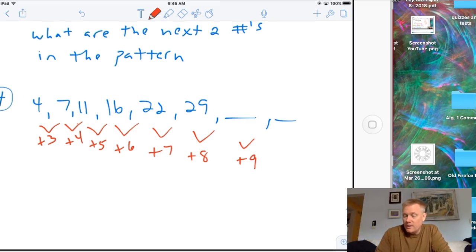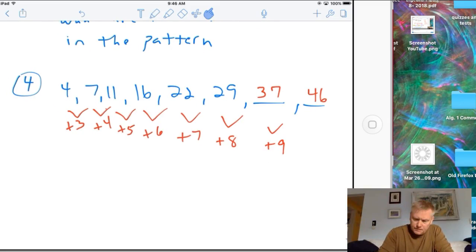And 29 plus 8 would be 37. And if I add 9 to 37, I get 46. Those should be my next two numbers. We'll get more into patterns later on. This one's not arithmetic. But anyway, I'll save that for another day.